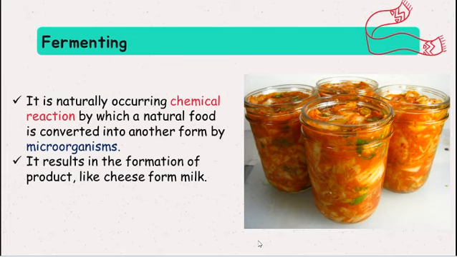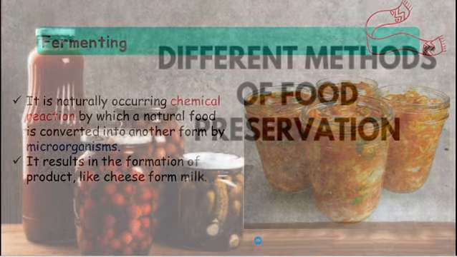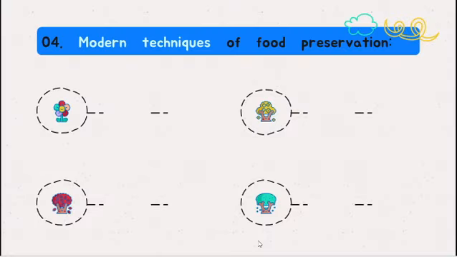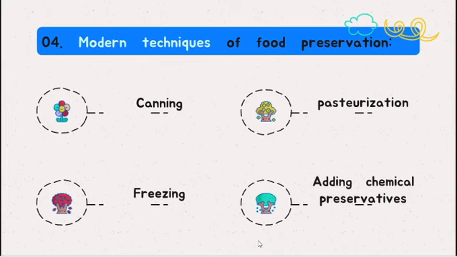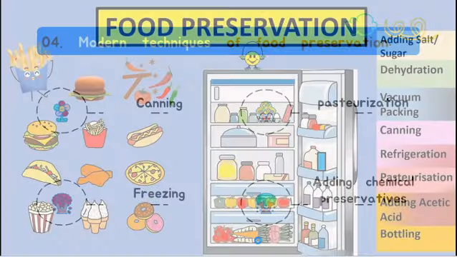So in the fermenting method, microorganisms are involved. Like, we all know the formation of curd from milk. So the milk is fermented to give curd, and cheese from milk. So these are all examples of the fermenting process. And then different methods, that is modern techniques, involve canning, pasteurization, freezing and adding chemical preservatives.